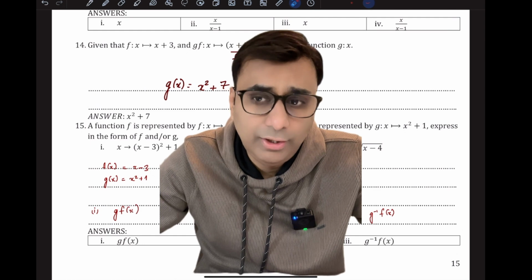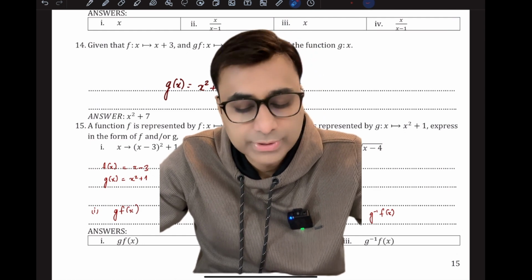So guys, these are the key concepts you needed to know regarding composite functions.